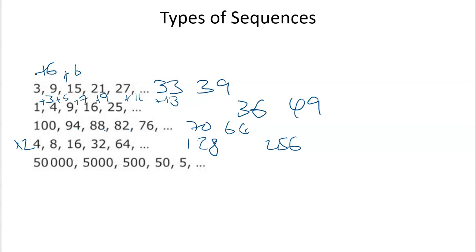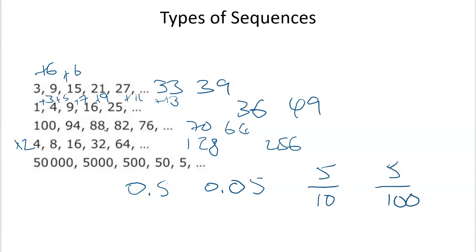And likewise, this last one is geometric as well, but this time instead of timesing, it's dividing. It's losing a 0 each time, so it's being divided by 10. So it's coming down, 5 divided by 10. You could either write it as 0.5 and then 0.05, or you could write it as 5 over 10 and 5 over 100, depending on whether you prefer decimals or fractions.